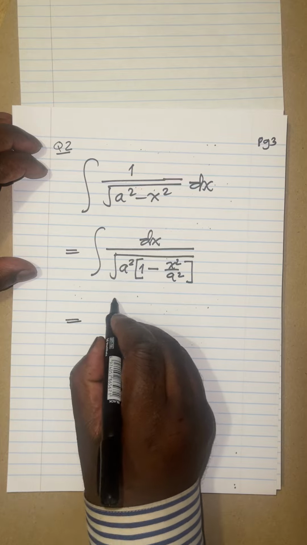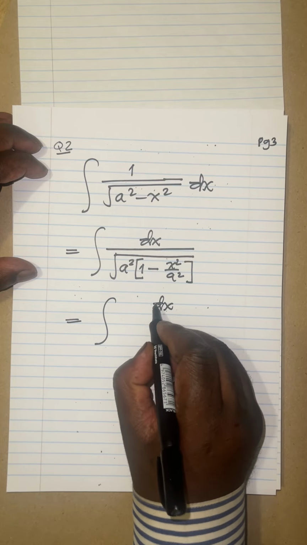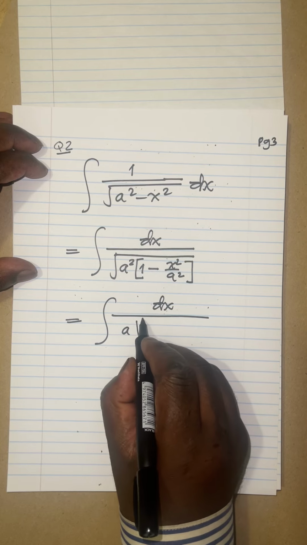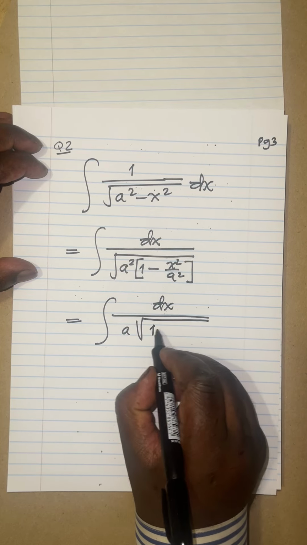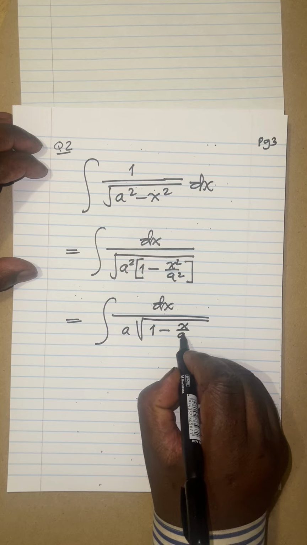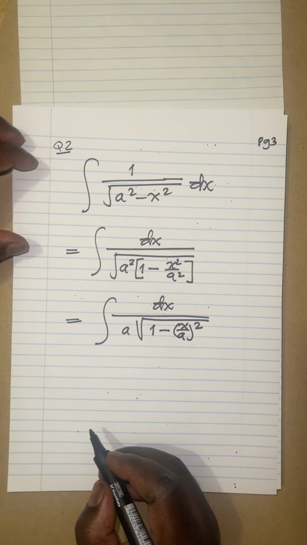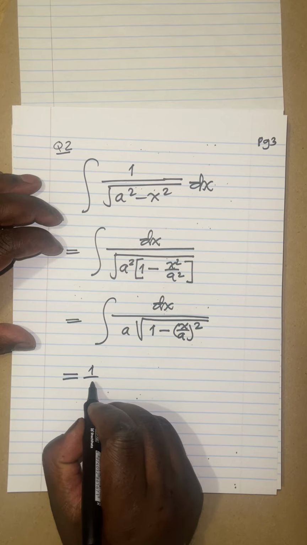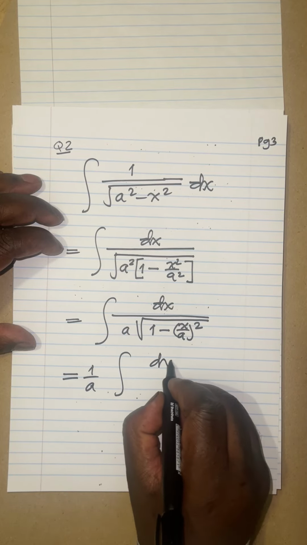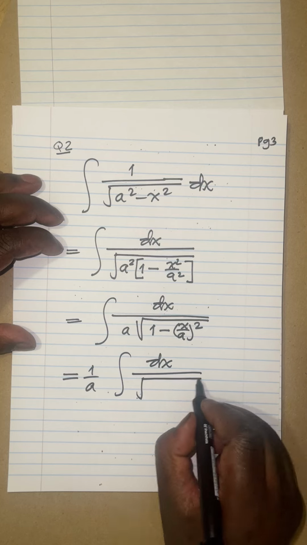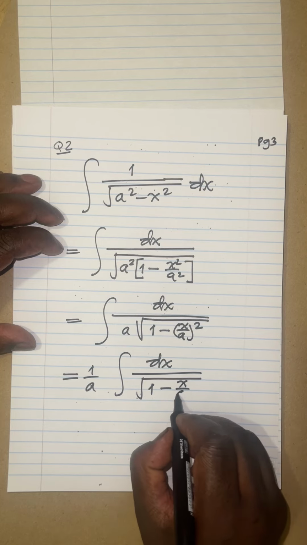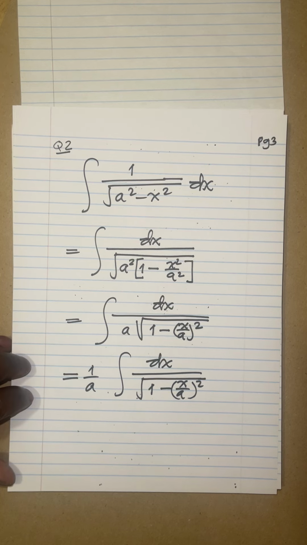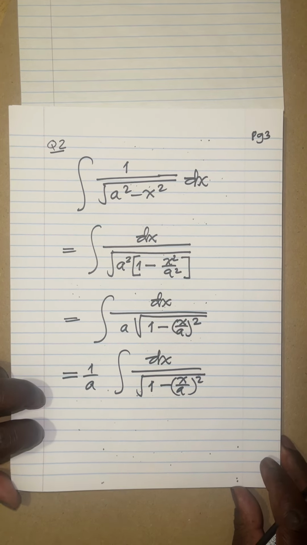So this will be the integral dx all over a times the square root of 1 minus x over a, with the whole of this squared. And a is dividing, remember, it's a constant, so it must come out. So we have the integral of dx all over the square root of 1 minus x over a, squared. And now I have to use trig substitution, and it's going to be the sine substitution.